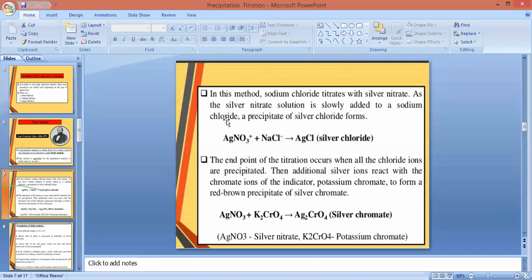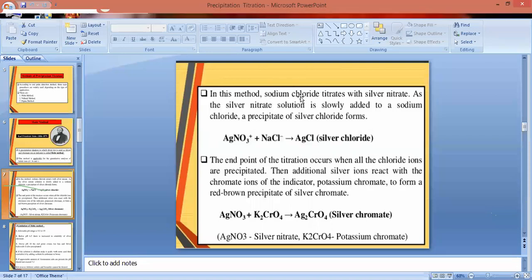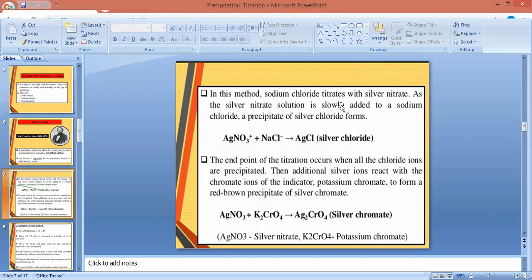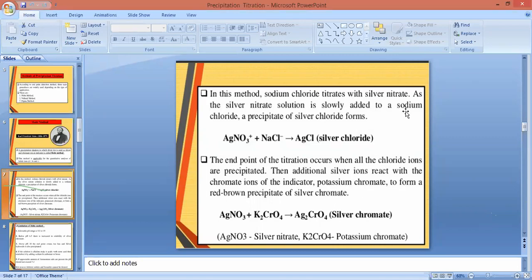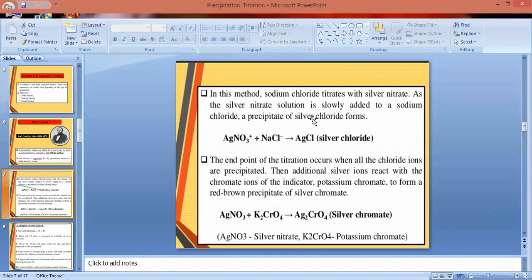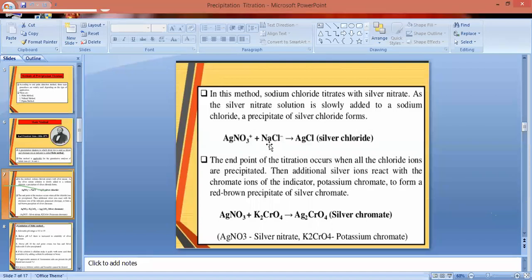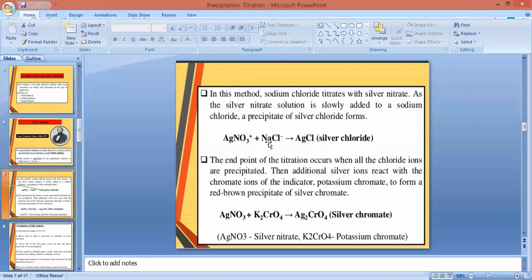Next, in this method, we are going to consider the example of analyte sodium chloride, titrated with silver nitrate. Here silver nitrate will act as a precipitating agent. As silver nitrate solution is added slowly from the burette to the contents in the conical flask, that is sodium chloride, a precipitate will be formed. So dropwise, when we add standard solution of AgNO3 from the burette to NaCl, that is the analyte present in the conical flask, formation of precipitate between the Ag entity of AgNO3 and the chloride entity of sodium chloride will take place.